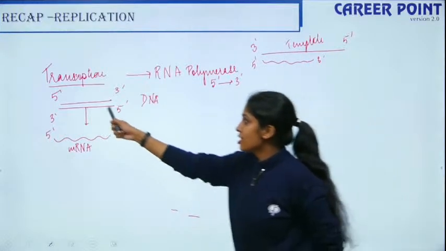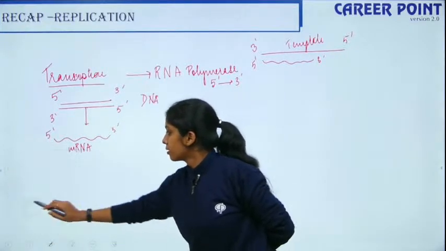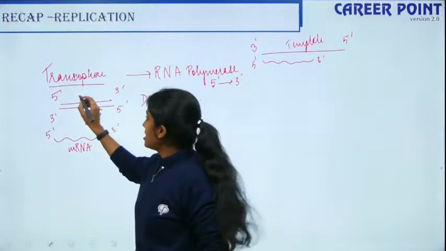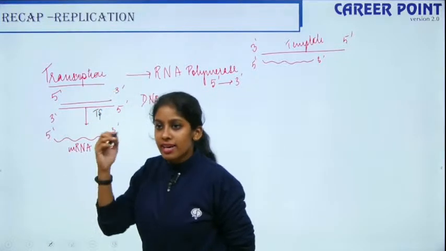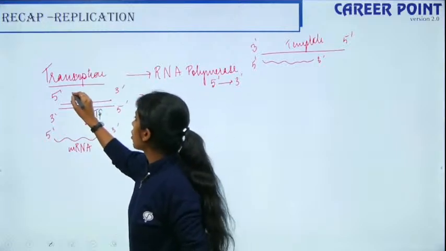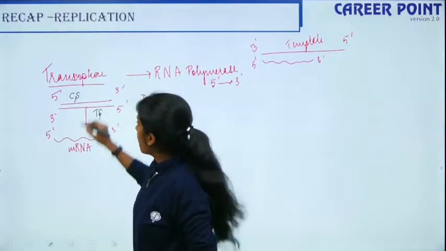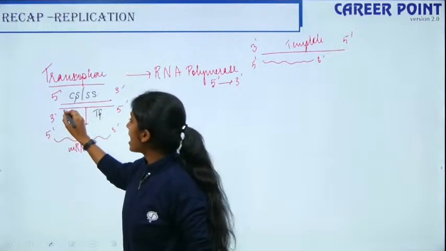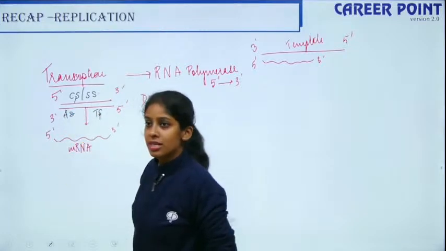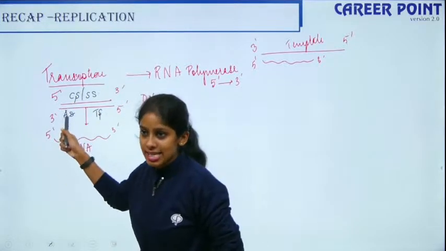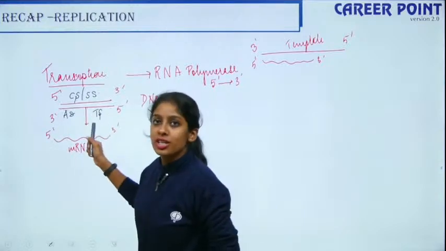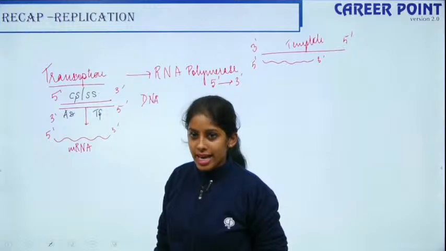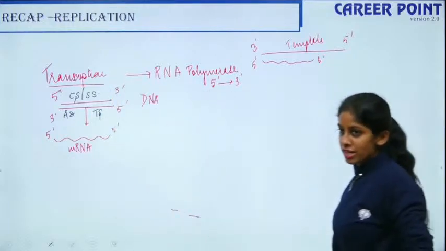So this is your template strand. The other one is by nature given a weird name. It is called a coding strand, or known as a sense strand. The template is known as the antisense strand. Sense, antisense strand. Okay. So this is your template strand. This is your non-template strand. Clear? Yes. So this is the first part.